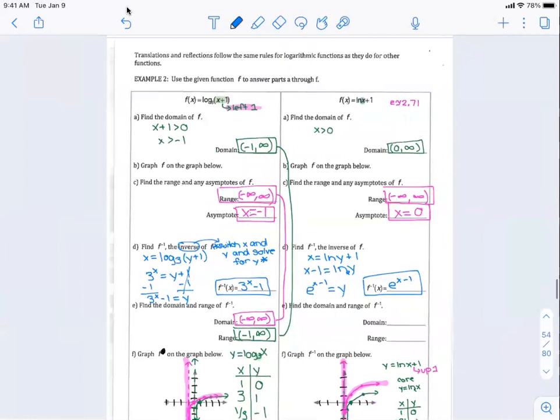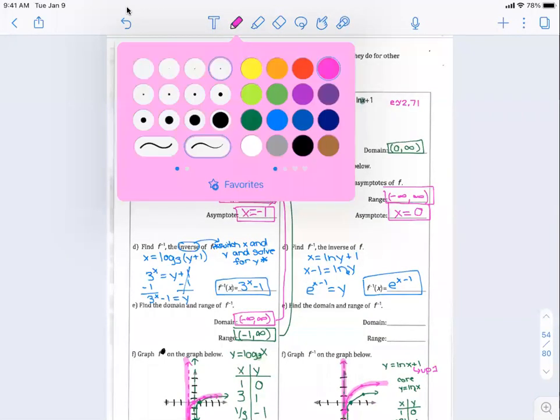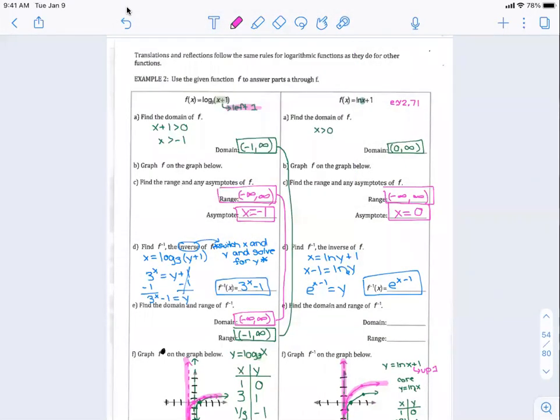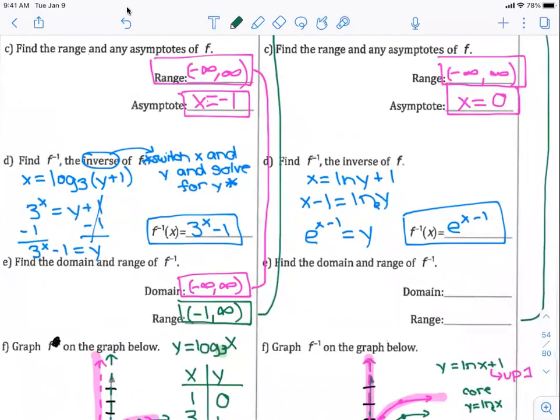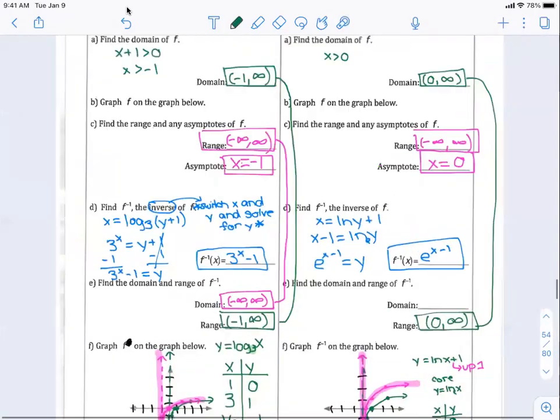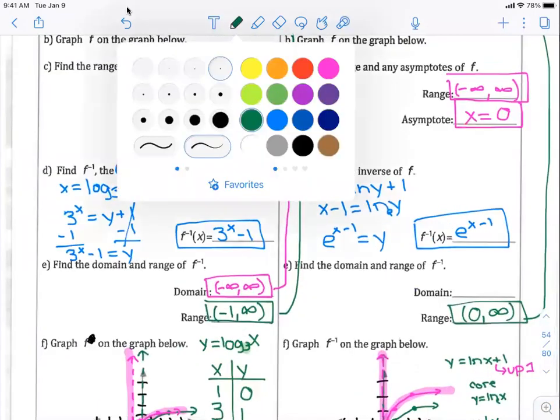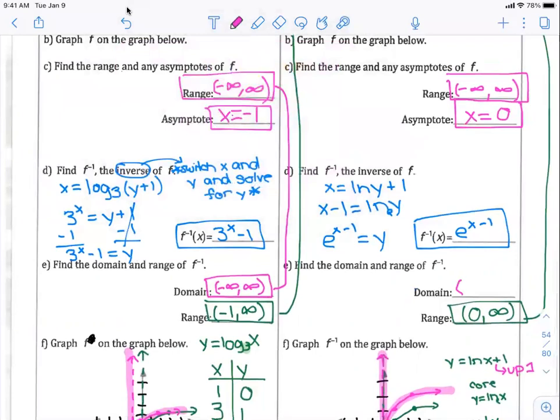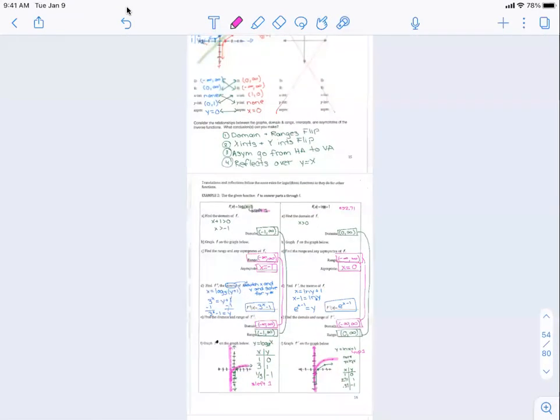Now find the domain and range. Again, these are just partnering up. If you know the domain of the original function, then the range of its inverse, the exponential one there, is going to be this. And if you know the range of the original one, you know the domain of the inverse. So this is going to be negative infinity until infinity. And those match up. And that's it.